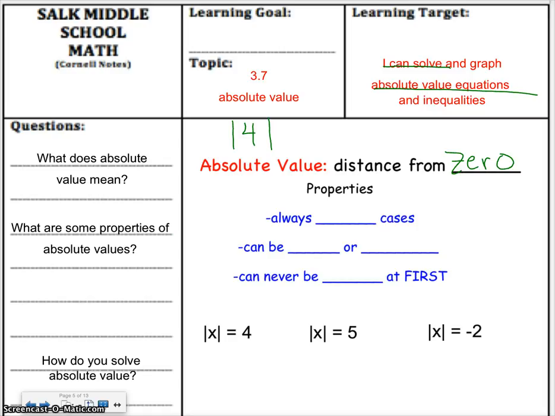So you say, how far away from zero is this number? How far away from zero is 4? It's 4 spots away from zero. How far away from 0 is negative 4? 4. We did this in 7th grade, right? So absolute value means how far from 0.